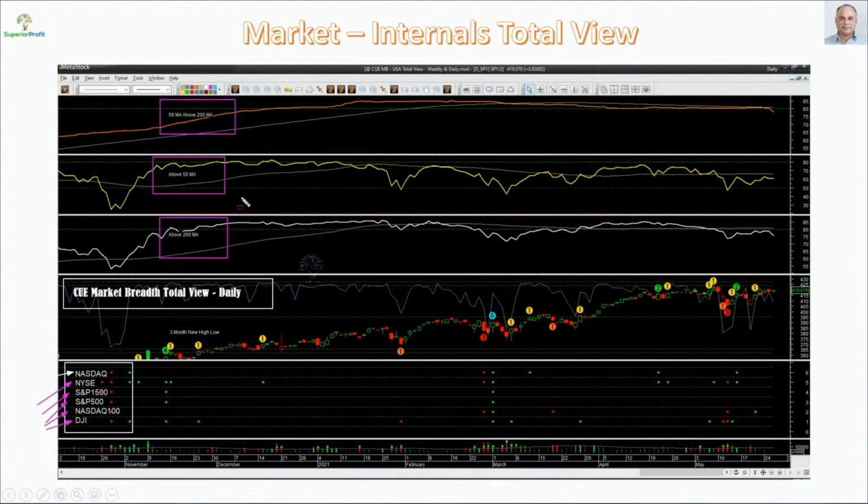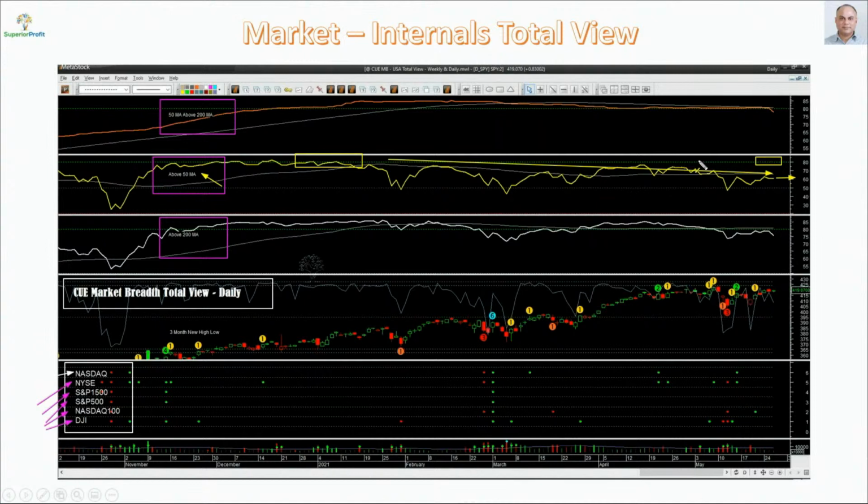The yellow line is showing the percentage of stocks that are above the 50 MA, 50-day moving average. And in this picture, it is at 60% level. A few weeks ago, it was above 80% here. So we can see the percentage of stocks above the 50-day MA is gradually coming down.